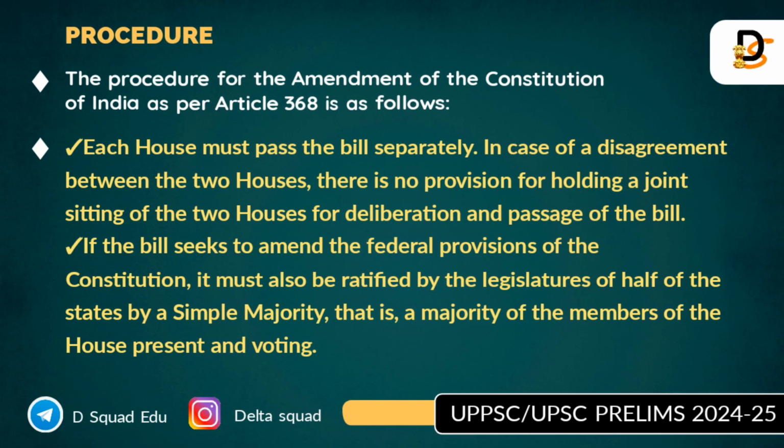Each house must pass the bill separately. In case of a disagreement between the two houses, there is no provision for holding a joint sitting of the two houses for deliberation and passage of the bill. If the bill seeks to amend the federal provisions of the Constitution, it must also be ratified by the legislatures of half of the states by a simple majority, that is, a majority of members of the House present and voting, as we have studied earlier.